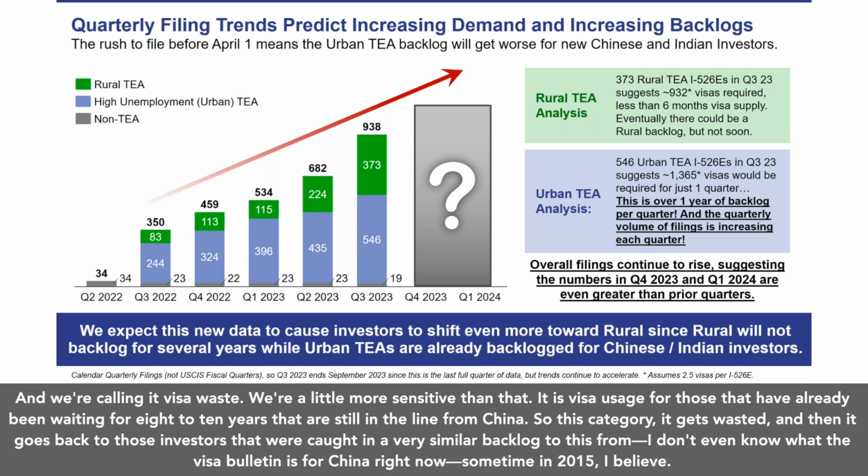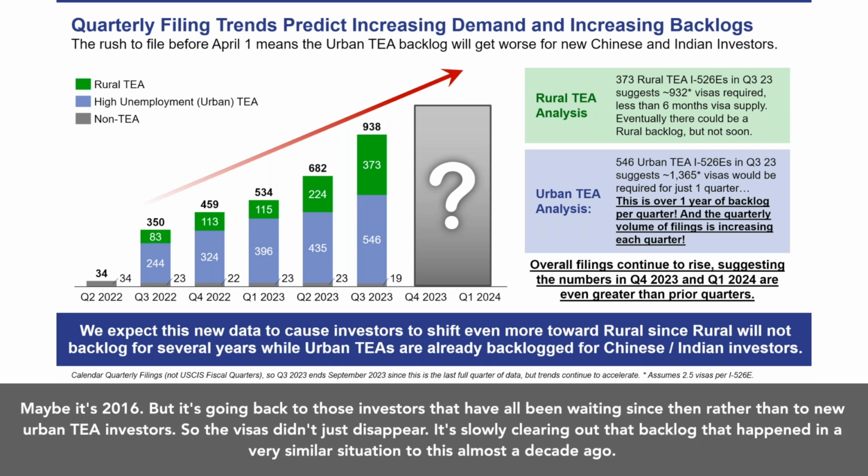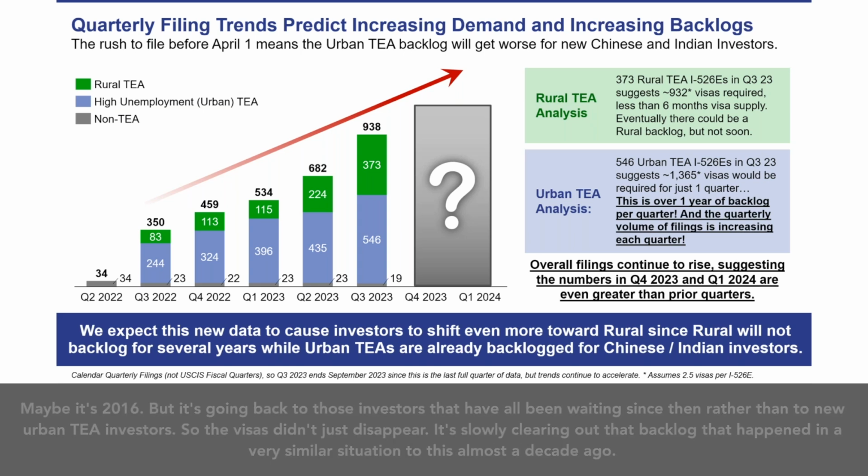We're a little more sensitive than that. It is visa usage for those who have already been waiting 8 to 10 years at the back of the line from China. So this category gets wasted, and then it goes back to those investors caught in a very similar backlog from, I don't even know what the visa bulletin is for China right now, sometime in 2015, maybe 2016. It goes to those investors who have been waiting since then, rather than to new urban TEA investors. So the visas didn't just disappear. It's slowly clearing out that backlog that happened in a very similar situation almost a decade ago.